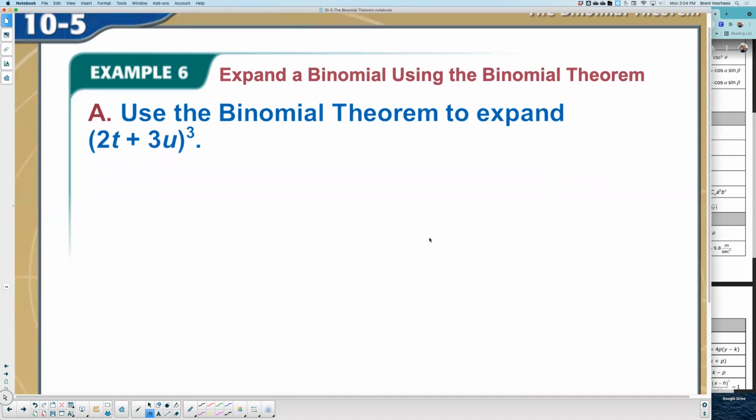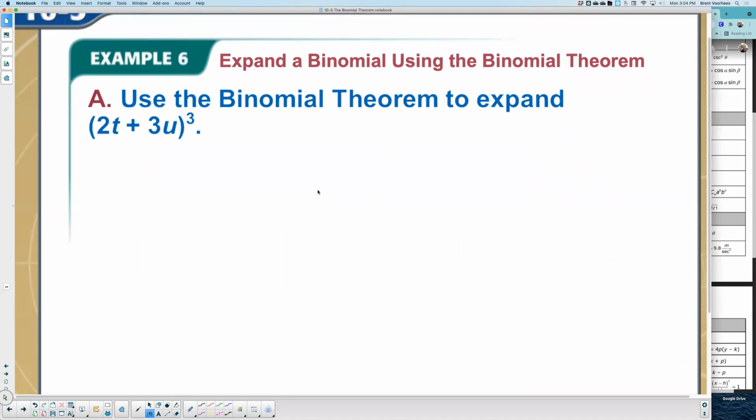Okay, so now it says use the binomial theorem to expand all this. Again, I'm not going to do the whole thing, but if you were going to, you would first start with NCR, and the values that would not change across the whole problem is we're playing this game 3 times. Our odds of winning, let's call it 2t, and losing is 3u. That would go there. That would not change.